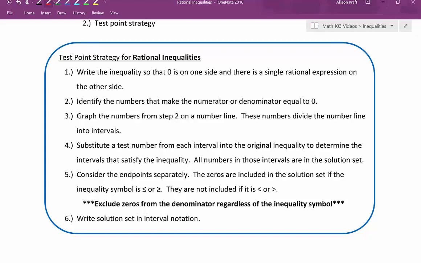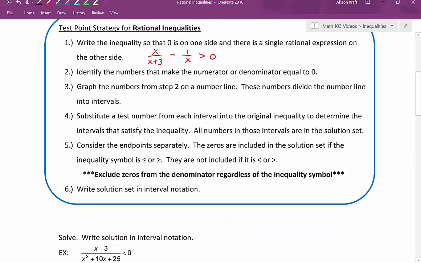So if you happen to have a rational inequality that looks something like x over x plus 3 minus 1 over x is strictly greater than 0, you would have to subtract the rational expressions on the left-hand side first to make a single rational expression. Next, we want to identify the numbers that make the numerator or denominator equal to 0. So basically, we're finding the zeros of the numerator and the zeros of the denominator.